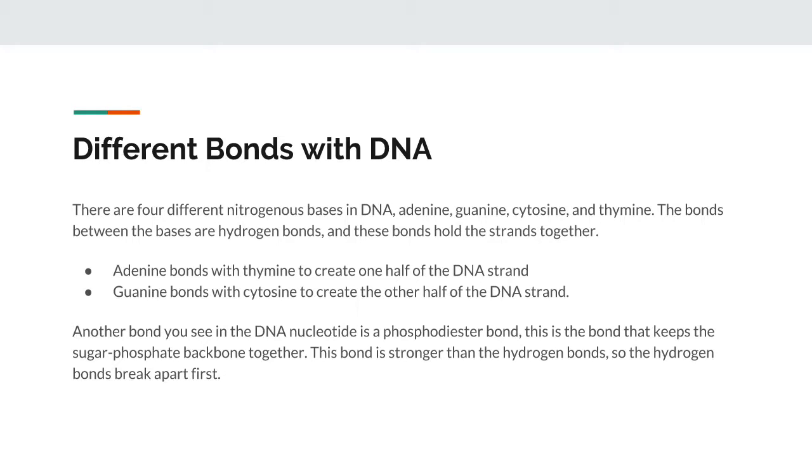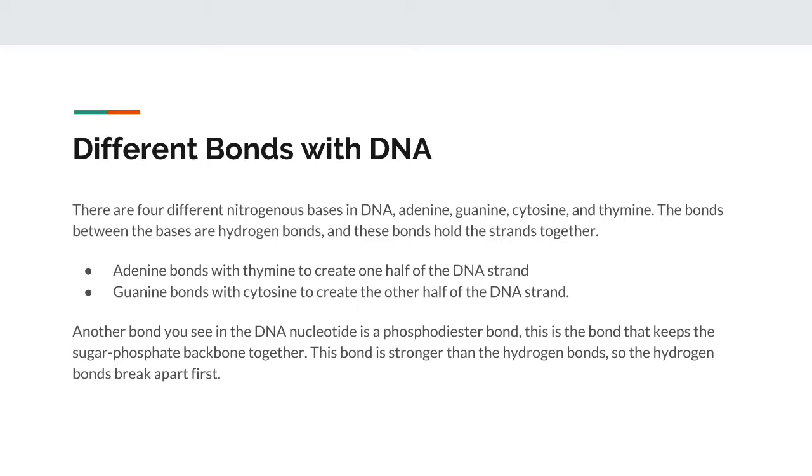Now, different bonds with DNA. There are 4 different nitrogenous bases in DNA, which are adenine, guanine, cytosine, and thymine. The bonds between the bases are hydrogen bonds, and these bonds hold the strands together. Adenine bonds with thymine to create 1/2 of the DNA strand. Guanine bonds with cytosine to create the other half of the DNA strand.